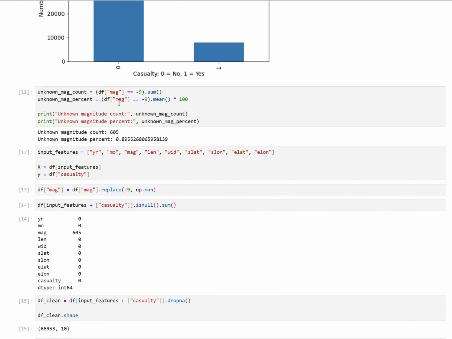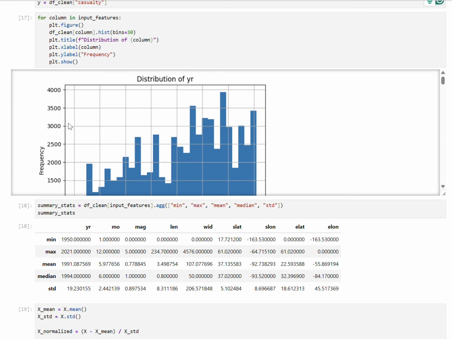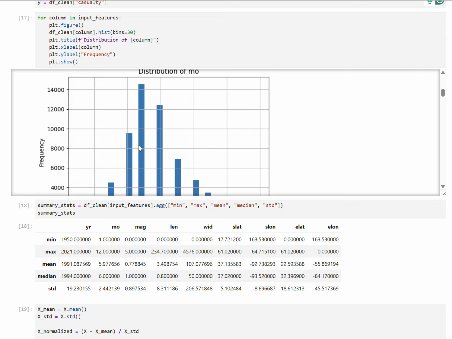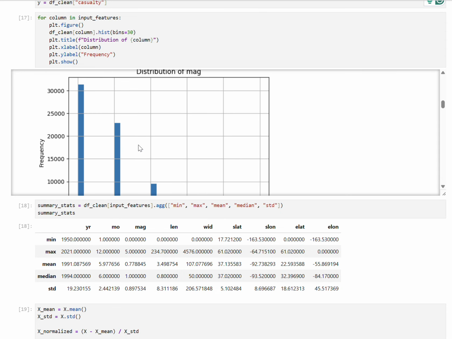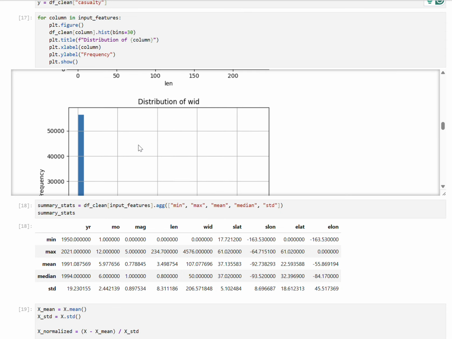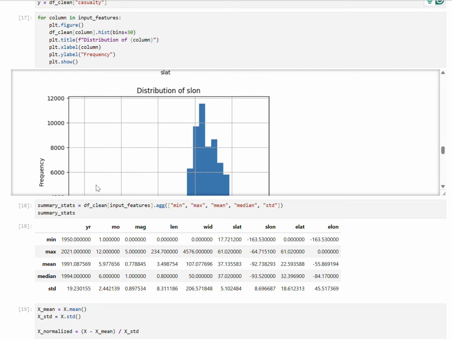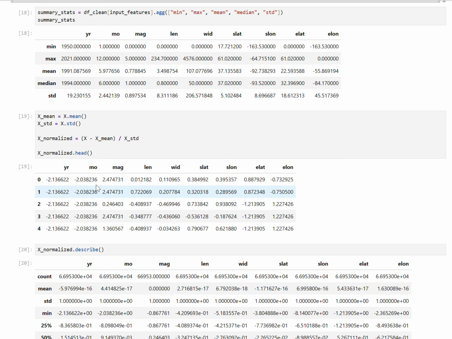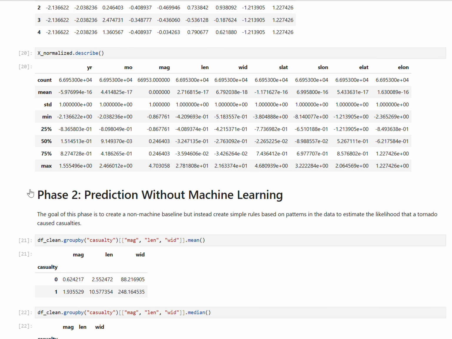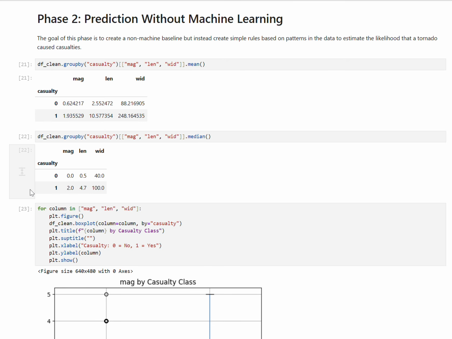Also, I had to get rid of -9 because magnitude is like the EF scale from 0 to 5. If there was a -9, that means it was unranked. So I had to get rid of those. This is distribution by year, distribution by month. So you can see how heavily skewed all this data is by just using all those charts. But anyway, I can go down to phase 2 because I'm running out of time.